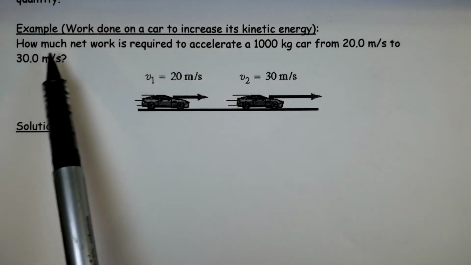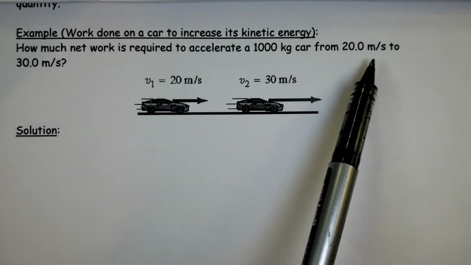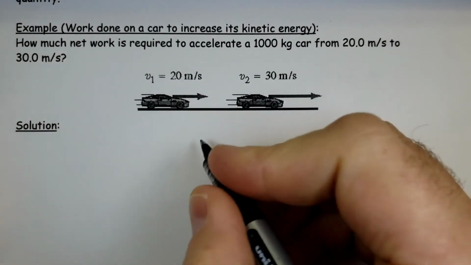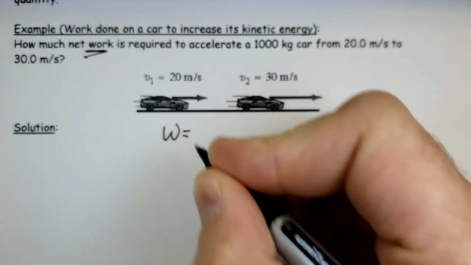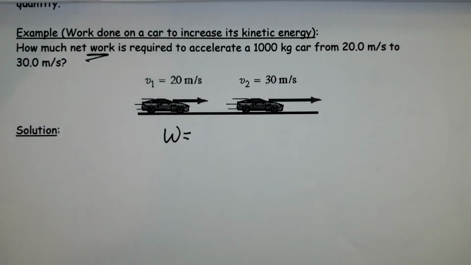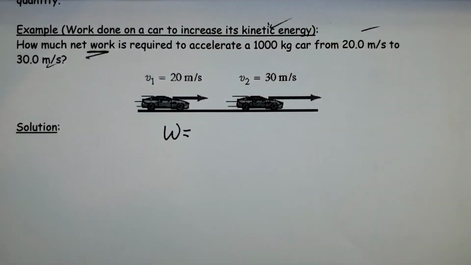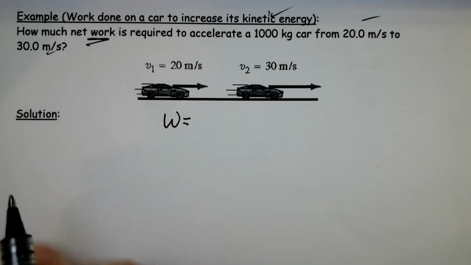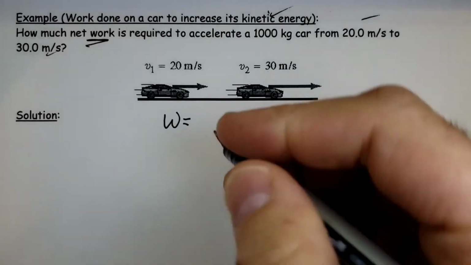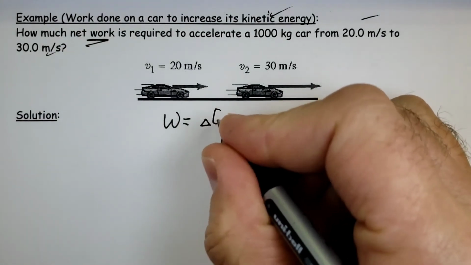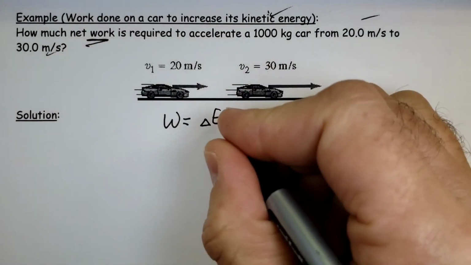Let's look at this. How much net work is required to accelerate a 1,000 kg car from 20 meters per second to 30 meters per second? We could say work is equal to force times displacement, but we don't know anything about force. We don't know anything about displacement. We know the mass. We know a velocity change. So that is kinetic energy. If a moving object is getting faster, that is a change in energy. So in our case, we talked about work being equal to a change in energy. In this case, that energy is kinetic.